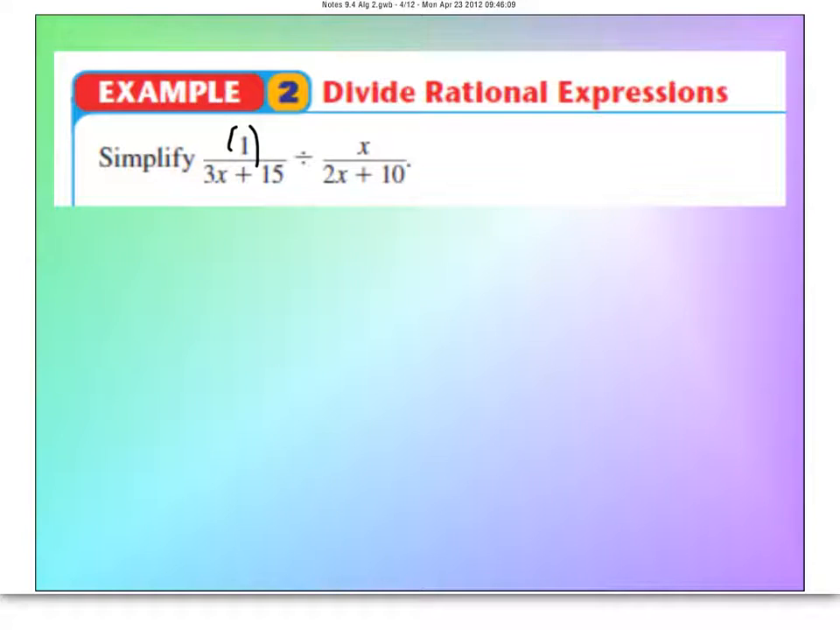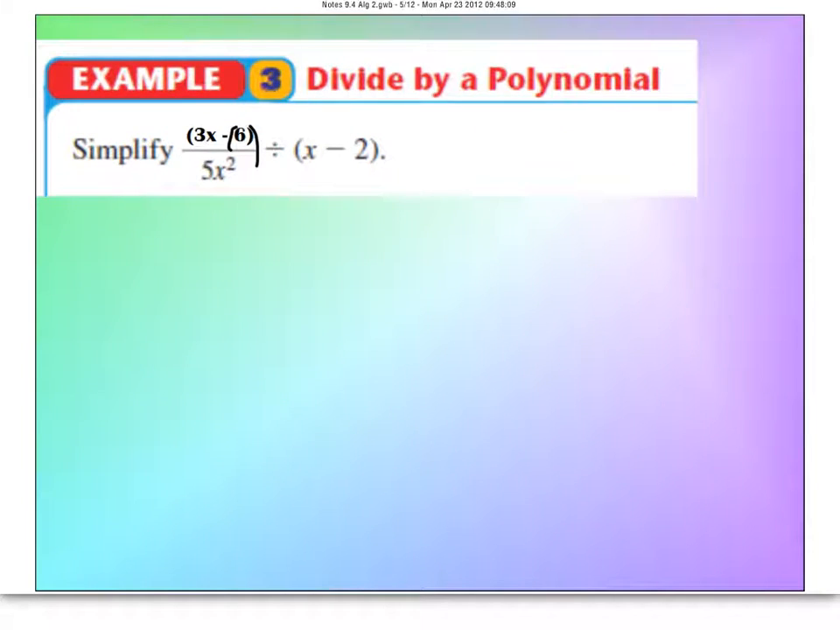Now we can obviously see x plus 5 gets crossed off. All that's left is 1 times 2 is 2. 3 times x is 3x. And that's our final simplified answer. Let's look at another example.